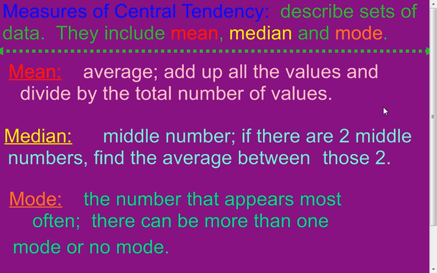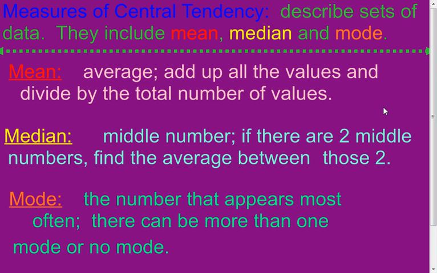Median is the middle number. Important to remember that you must put the numbers in order from smallest to largest first. That's a step some people forget. And then it is the middle number. If there are two middle numbers, then you find the average of those two numbers.